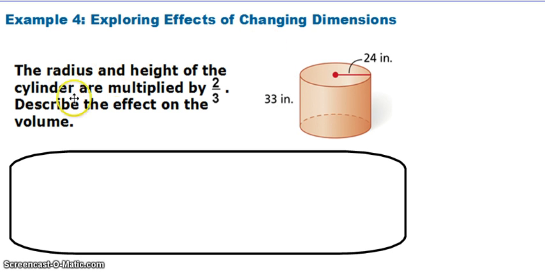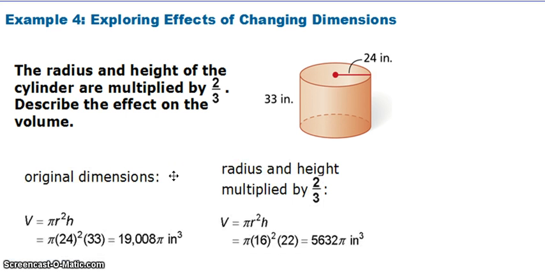Changing dimensions with volume can impact 3 different dimensions, can't it? So if the radius and height of the cylinder are multiplied by a factor of 2/3, what will that do to the volume? Well, we can actually find that here by multiplying the height and the radius by 2/3. Look how nicely 3 will divide into these numbers, right? And we can find that it affects it by reducing the radius from 24 to 16, and by reducing the height from 33 to 22.